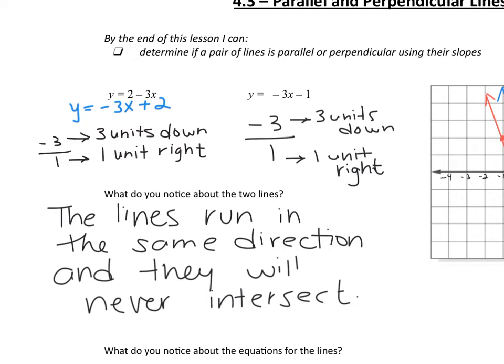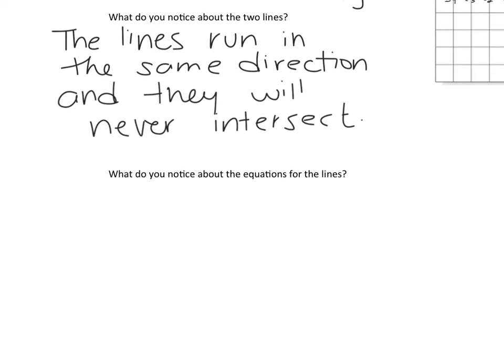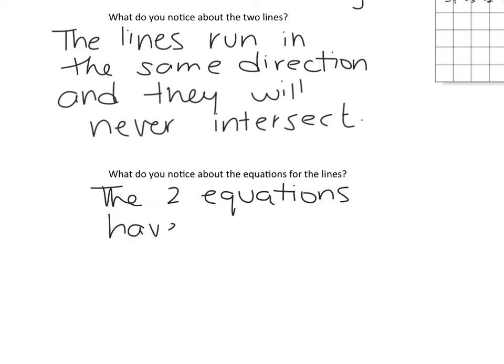Well, yes. What I do notice is that the slope in the first equation was -3, or the m value was -3, and the slope in the second equation was also -3. The m value in the second equation is also -3. So these two equations have the same slope. So we're going to write that down here. The two equations have the same slope.